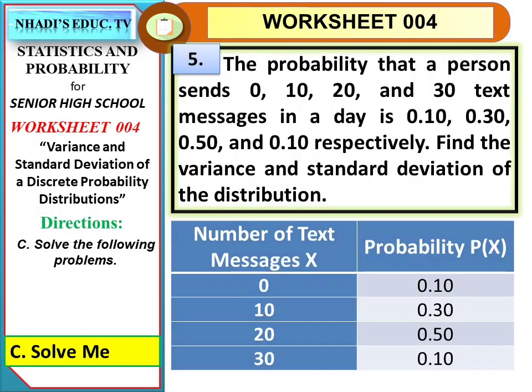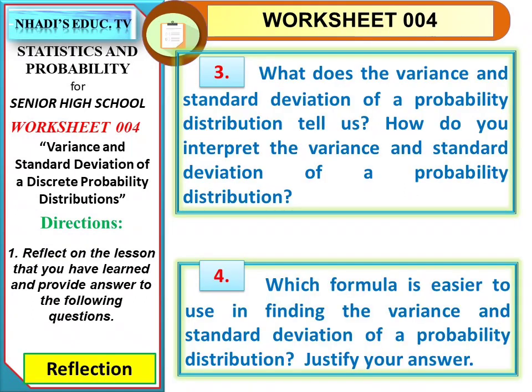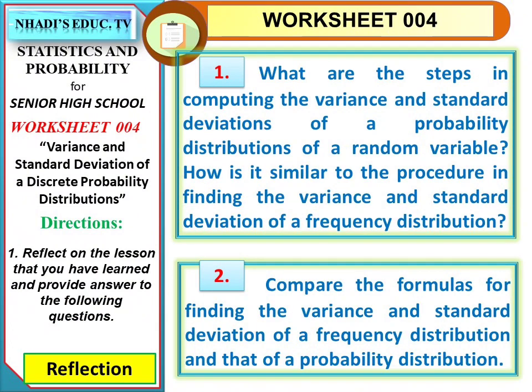For the last number, number 5, the probability that a person sends 0, 10, 20, and 30 text messages in a day is 0.10, 0.30, 0.50, and 0.10 respectively. Find the variance and standard deviation of the distribution. So the table is presented, number of text messages and the probability. Moving on to the reflection.